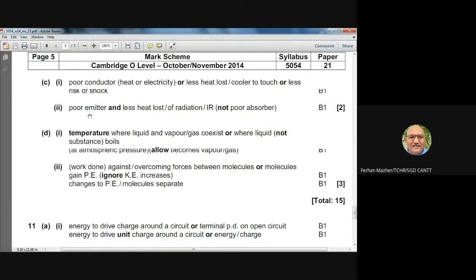On your screen, see the second part. You can see the answer on the marking scheme: poor emitter and less heat loss by radiation or infrared radiation. You are not supposed to write poor absorber, because the kettle is hot and the surrounding is cold. So here the process of heat emission is taking place. So don't use the word poor absorber. The kettle is not absorbing heat from the surrounding.